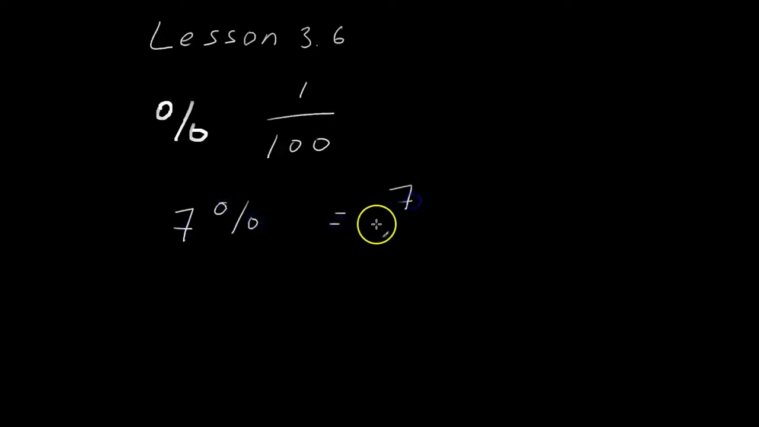So a percentage is basically a number that is over 100. The percentage symbol looks something like this, and if you can remember one thing, it's that it's written as 1 over 100. So when we say 7%, for example, we're actually saying 7 over 100. That means 7%.